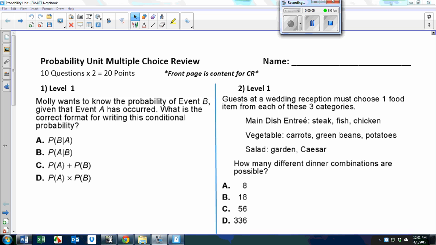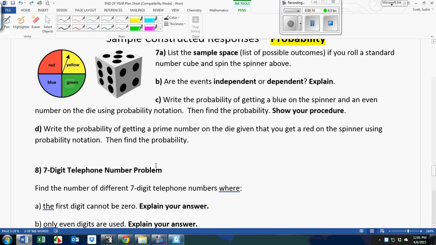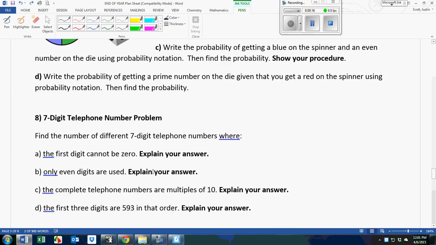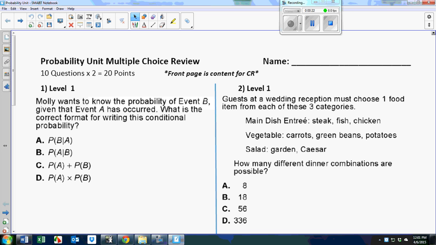Videos for probability, and this is going to be a pretty fast video. Question number one, again, these are all for the constructed response, and for the probability, you have three, and you'll choose to do two of them. But the video will be so fast, I'm just going to do them all in one. So here we go, number one.